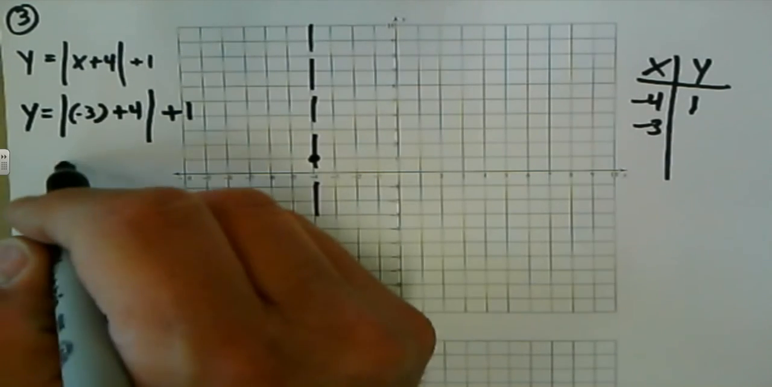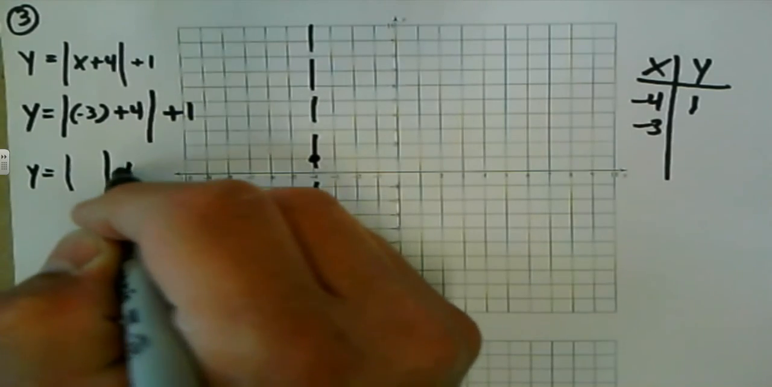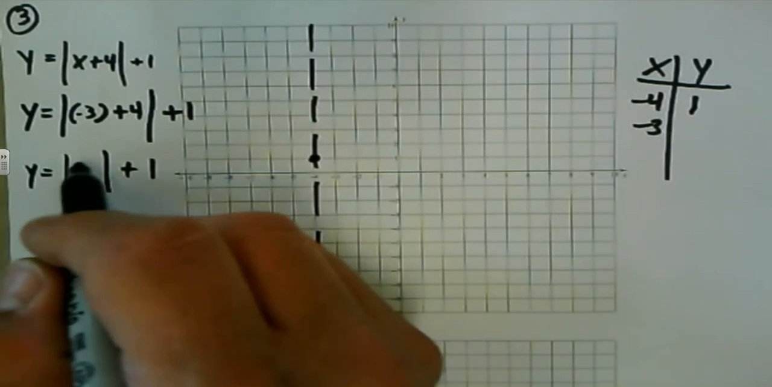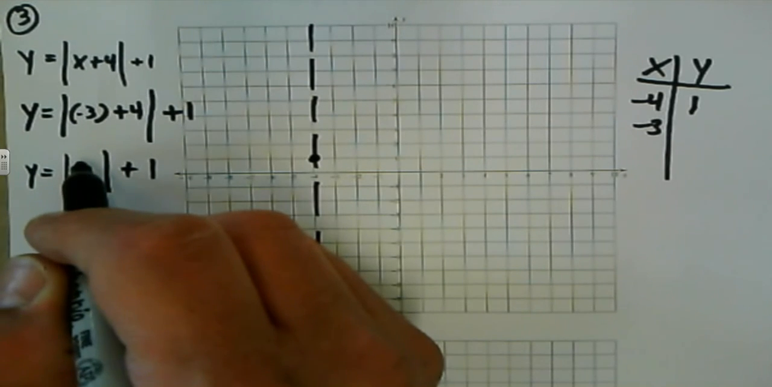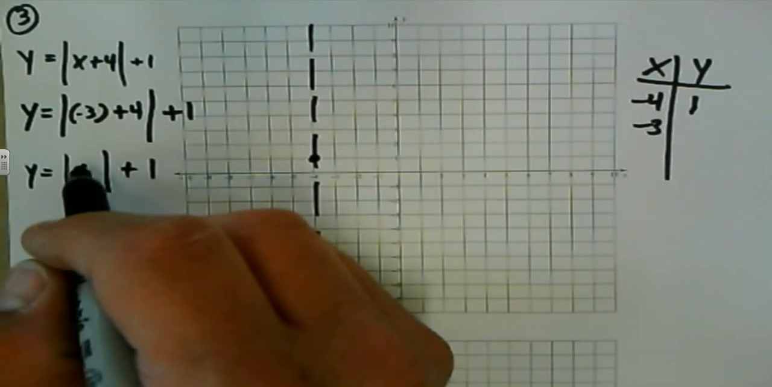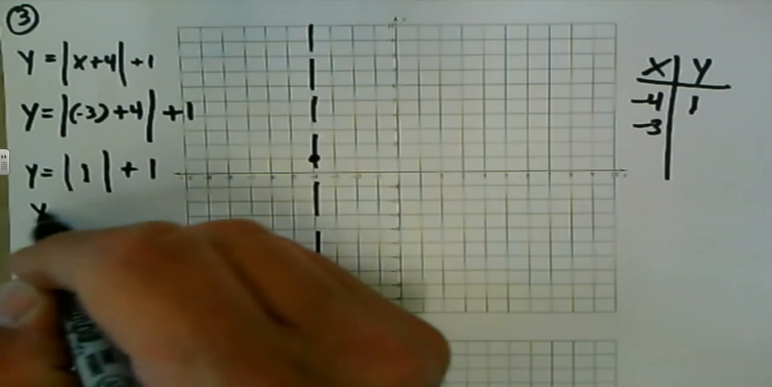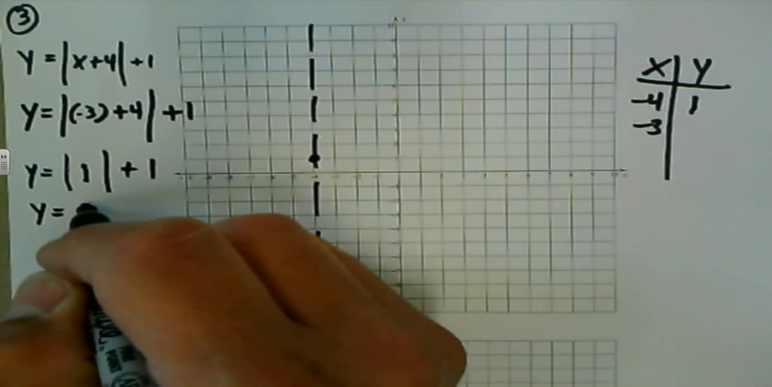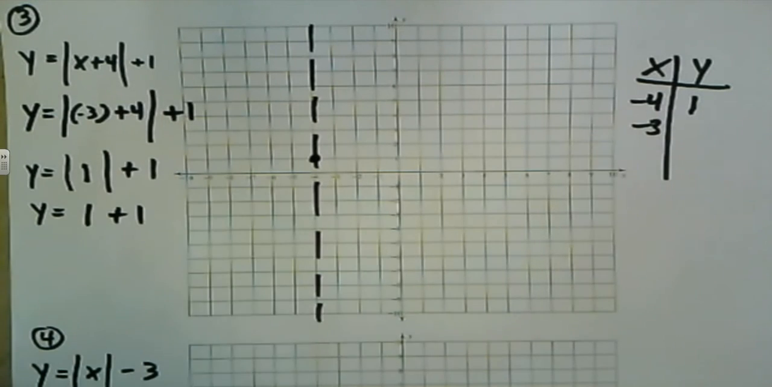Negative 3 plus 4. What's negative 3 plus 4? If those calculators are working, you're going to need them. What'd you get? 1. What's the absolute value of 1? Nope, 1. It's the distance from 0. It is 1 from 0. Negative 1 is 1 from 0. 1 is 1 from 0. It's 1.